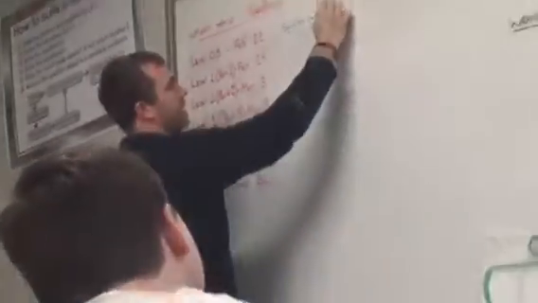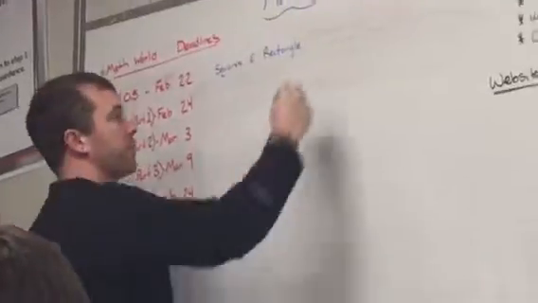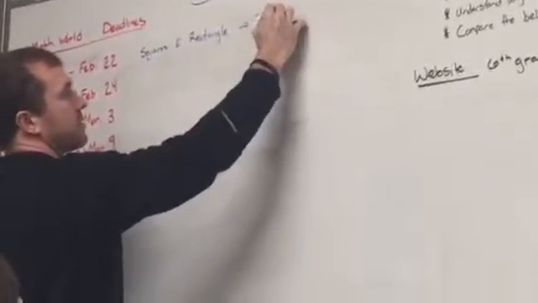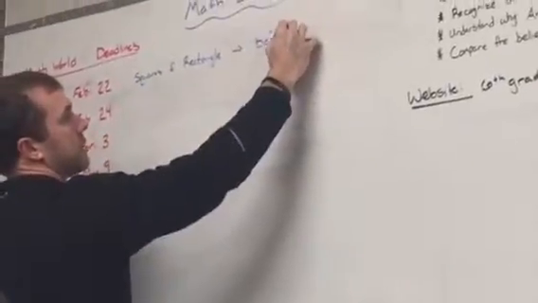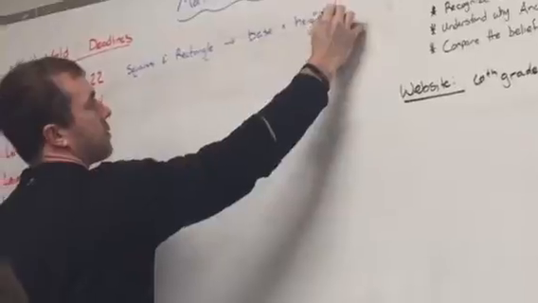So we have squares and rectangles. How do you find the area of squares and rectangles? Okay, base times height, you could say length times width, but we might as well be more advanced and let's call it base times height. So base times height equals area.